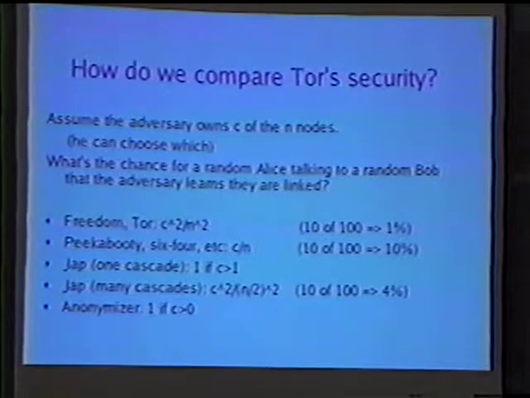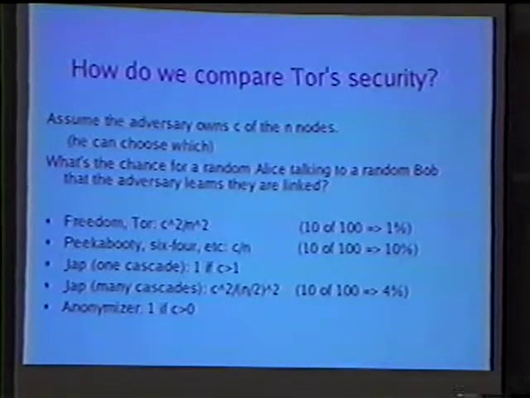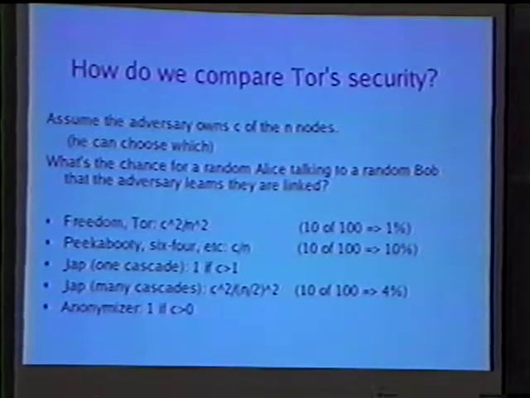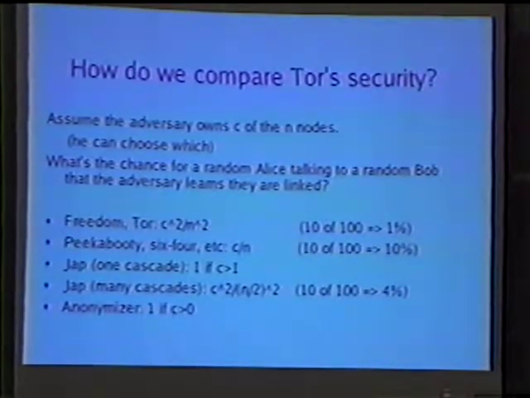So you might model this as the CIA has a limited number of Guidos they can send out and break kneecaps. Or maybe there's a limited number of subpoenas they can issue at one time, or maybe they are really good at breaking into FreeBSD boxes, but not anything else. And there are C FreeBSD boxes out there. So imagine there are C nodes, and he can choose which ones out of the network he breaks into. What's the chance for a random Alice talking to a random Bob that the adversary wins? And by wins, I mean learns that it's Alice talking to Bob.